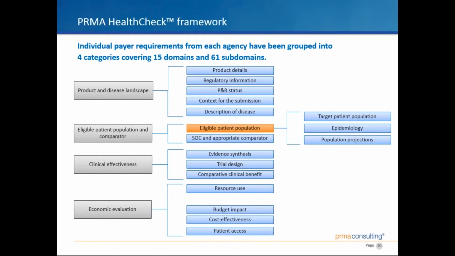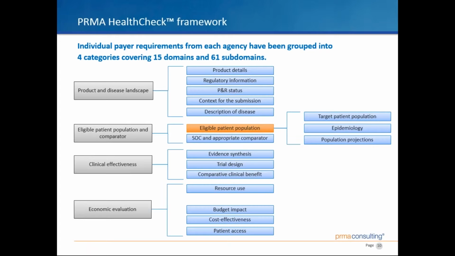I just wanted to show you some of the subdomains so you can see the types of evidence required at a more granular level. For example, we know how important accurate determination of the eligible patient population is in France and Germany, not just according to the target patient population in the regulatory label, but also taking into account subgroups to account for differences in the final reimbursed indication being sought.